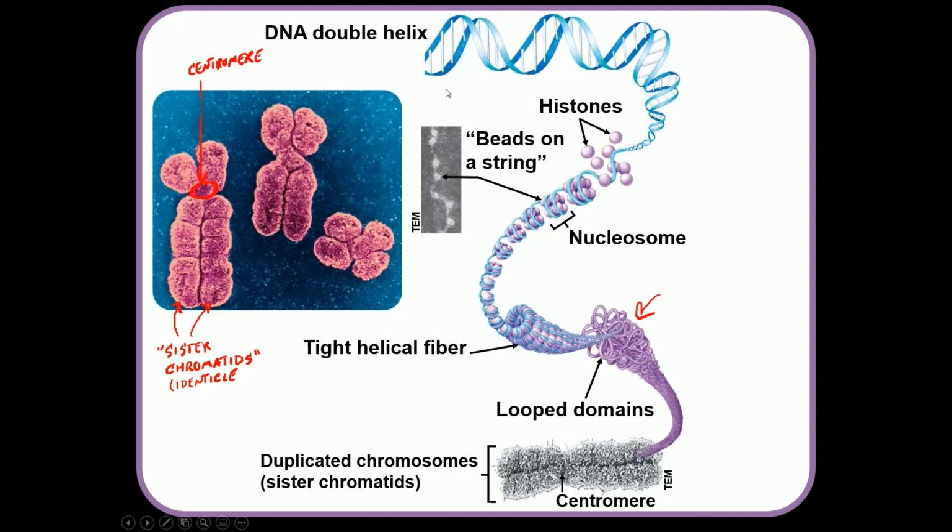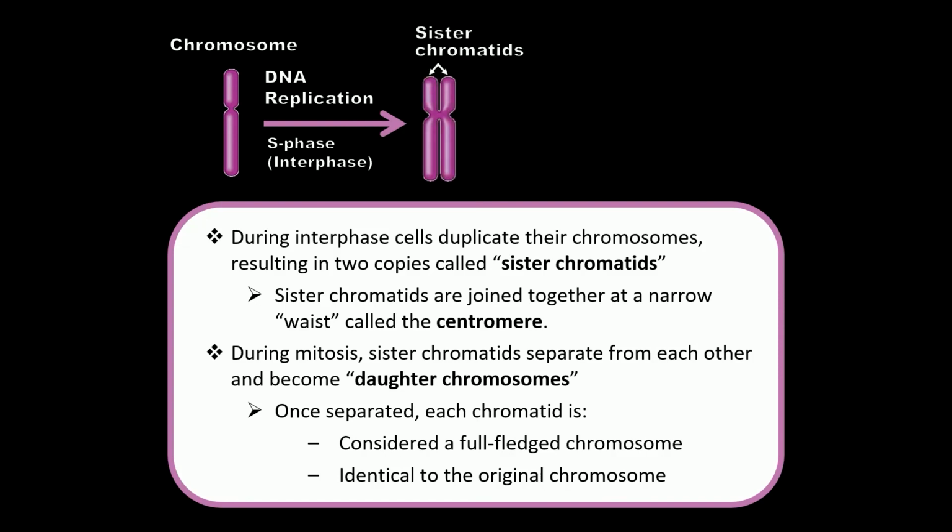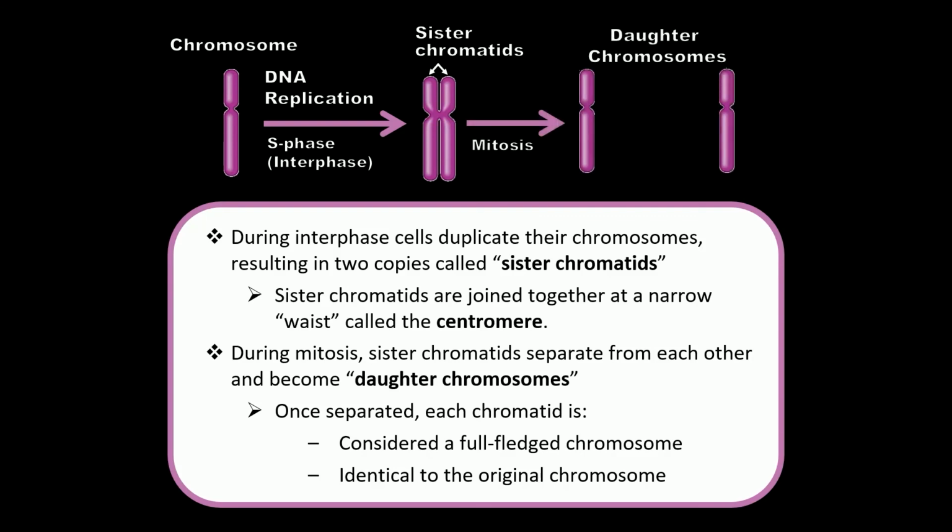So during interphase, the cells duplicate their chromosomes, resulting in 2 copies of the genetic information called sister chromatids. Sister chromatids are joined together at a narrow "waist," in quotation marks, called the centromere. During mitosis, sister chromatids separate from each other and become daughter chromosomes. Once separated, each chromatid is at that point a fully fledged chromosome. We don't call them daughter chromatids once they're separated, they become daughter chromosomes. And they will be identical to that original chromosome. There's no shuffling of genes. In mitosis, we are just duplicating genetic information.